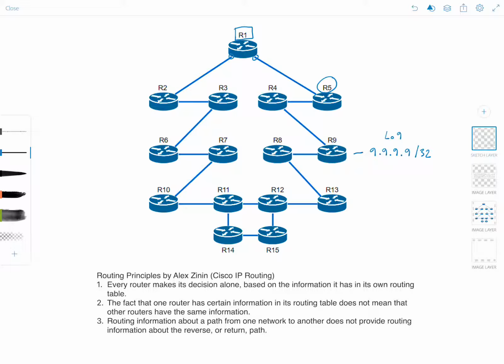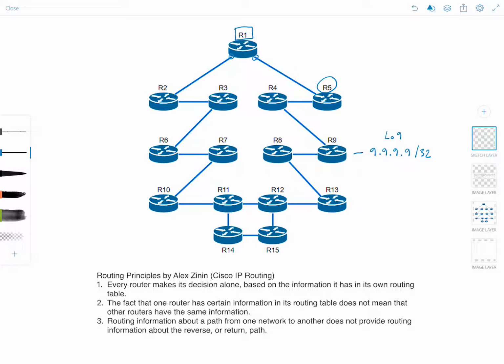But R1 doesn't know if R5 would actually follow that same path. So what is meant by a consistent forwarding decision is that R5 would actually send the packet in the same way that R1 would. There's no way for R1 to know where R5 is actually going to forward that packet. In fact, it could actually send it back to R1. This is obviously not a situation that you would want because that would be a routing loop, but technically it is possible.